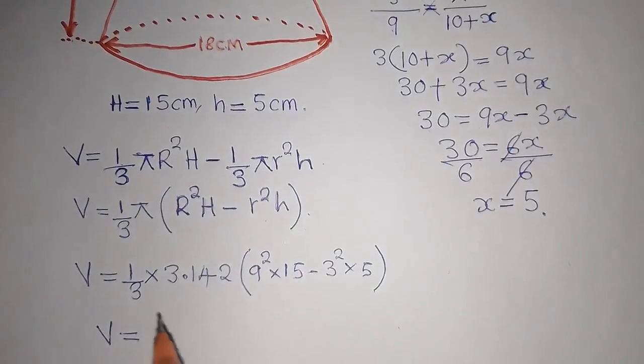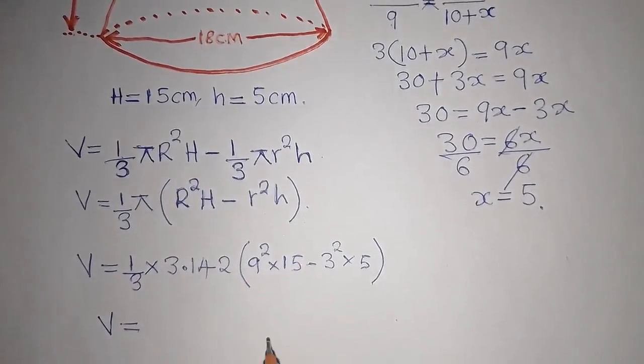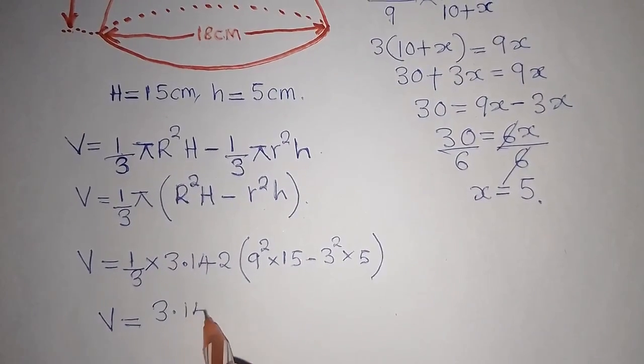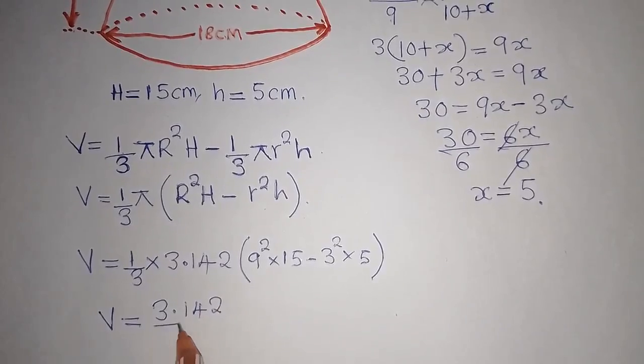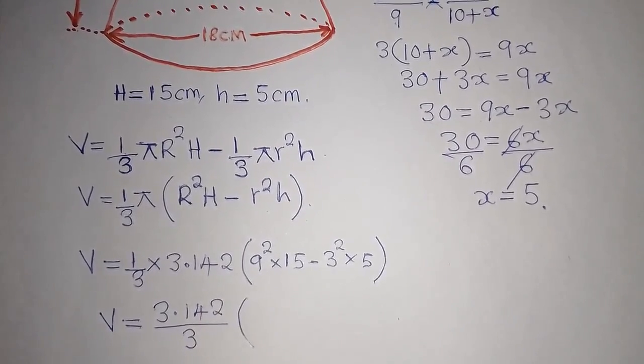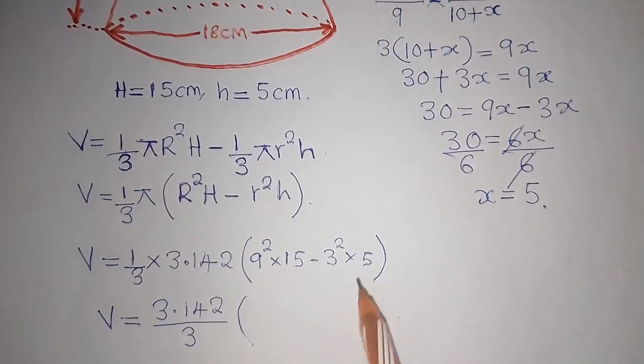What I'm going to do is this. You say 1 times that one. You're going to have 3.142 over 3. Then you say open bracket. Then let's expand what is there. You use your calculator where you say 9 squared times 15 minus 3 squared times 5.